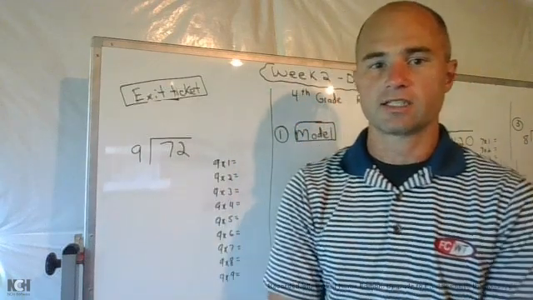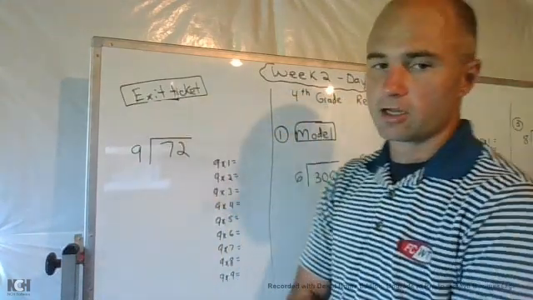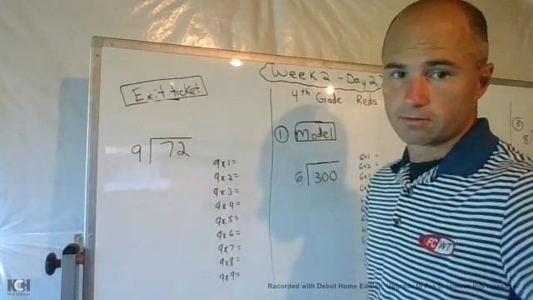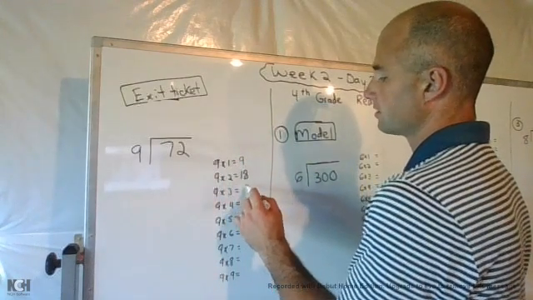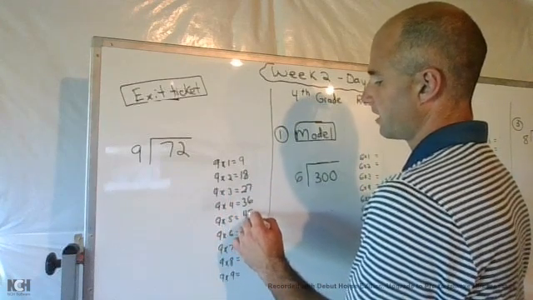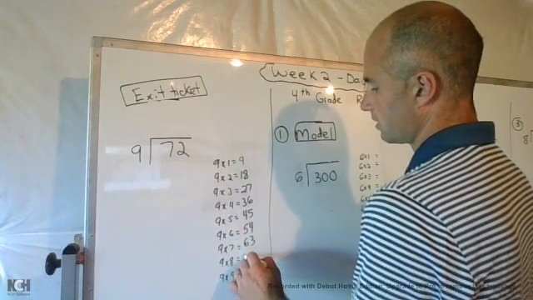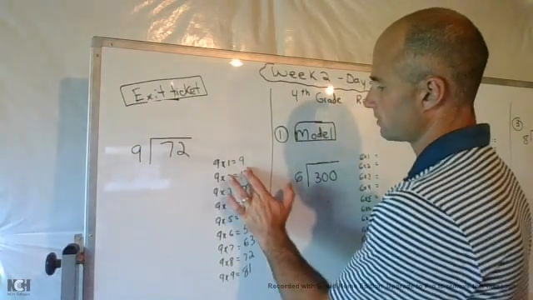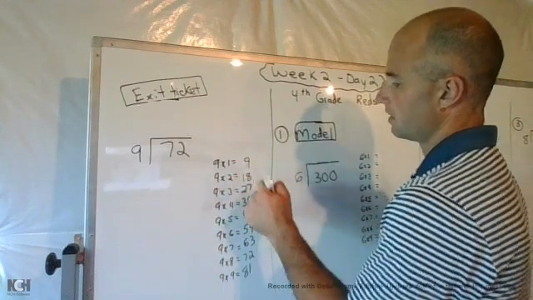Let's get started with yesterday, day 1 of week 2's exit ticket. How many times does 9 go into 72? So doing my 9 times tables, 9 times 1 is 9, 18, counting by 9s, 27, 36, 45, 54, 63, 72, 81.